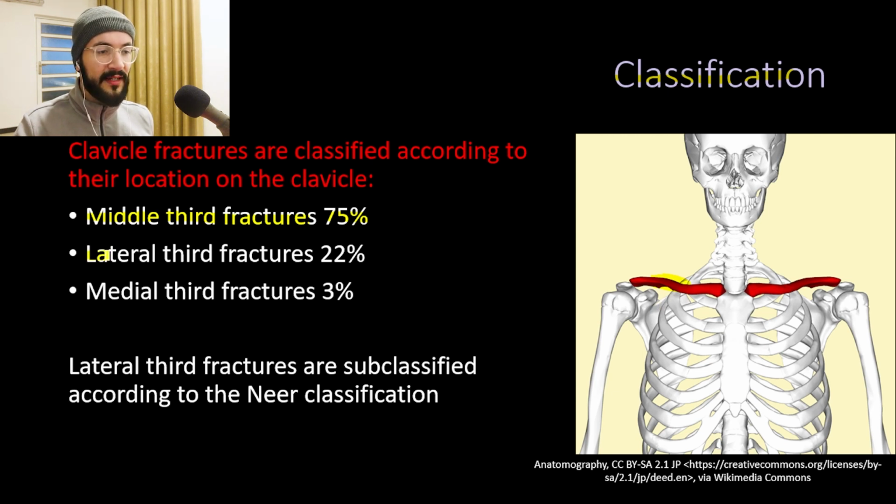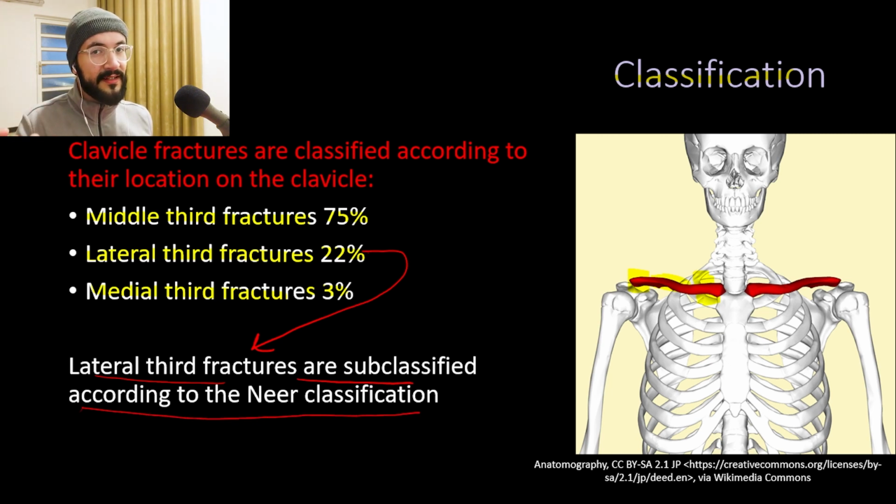And we have the lateral third fractures, which account for about 22%, and they involve the lateral third of the clavicle here. And we have the medial third fractures, which account for about 3% of all clavicle fractures, and they involve the medial end of the clavicle, as you can see here. Now, the lateral third fractures, which are those? The lateral third fractures are subclassified according to the Neer classification.